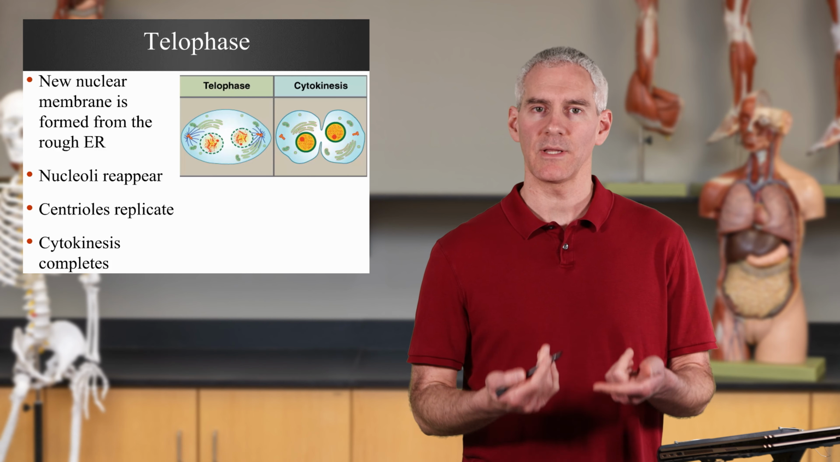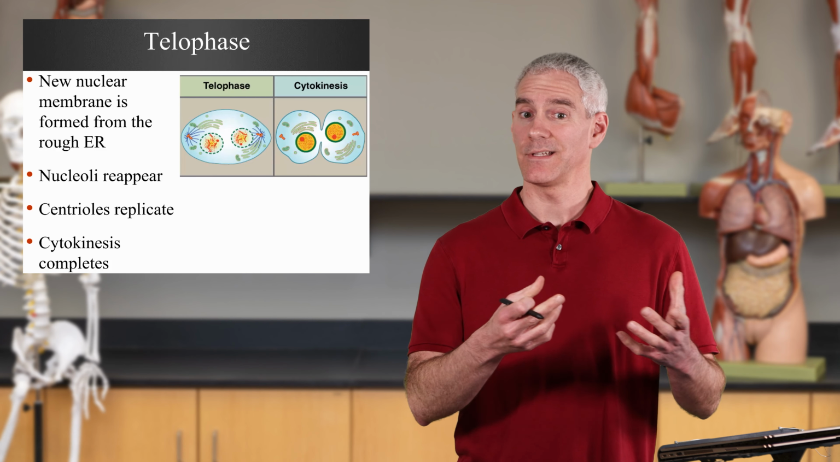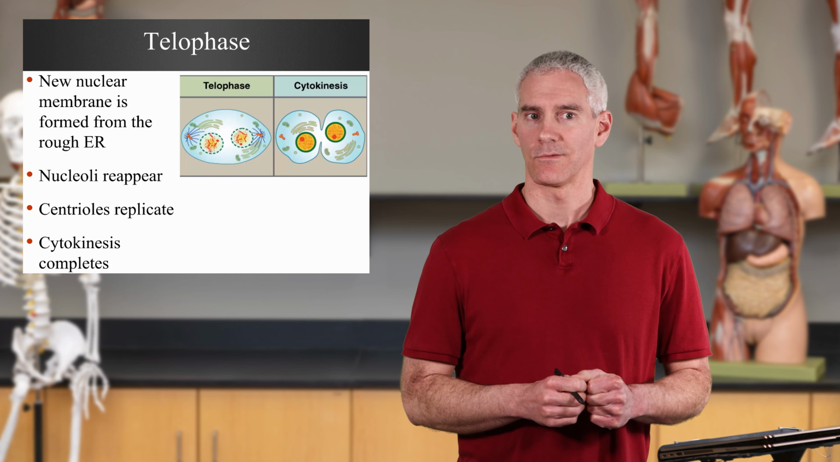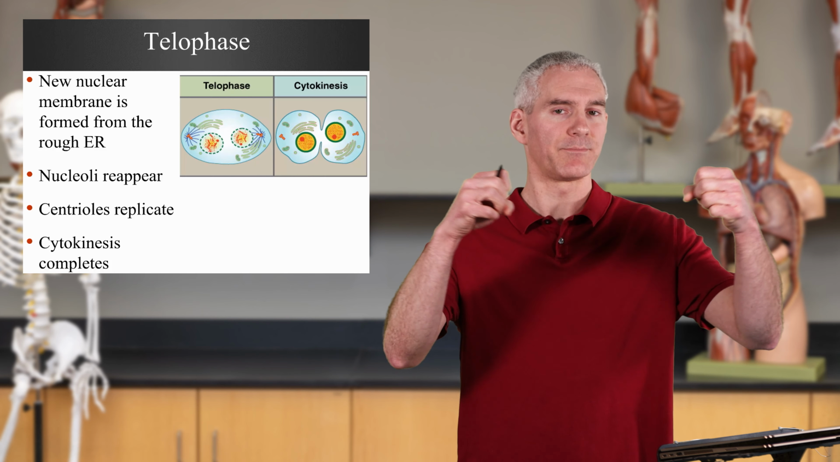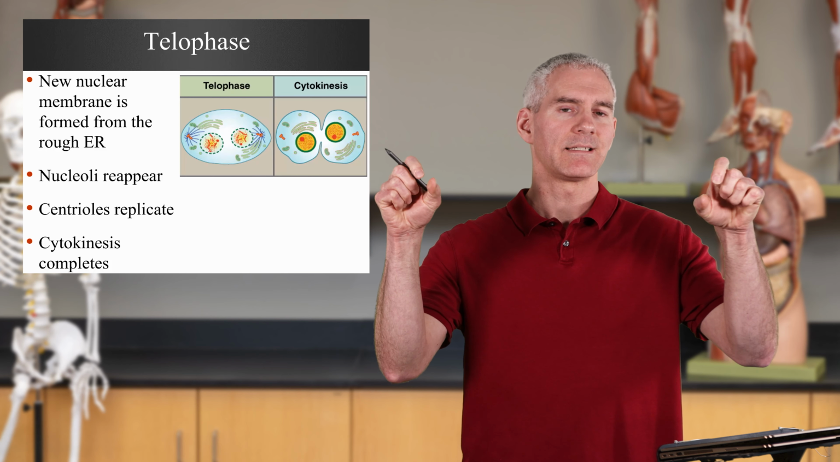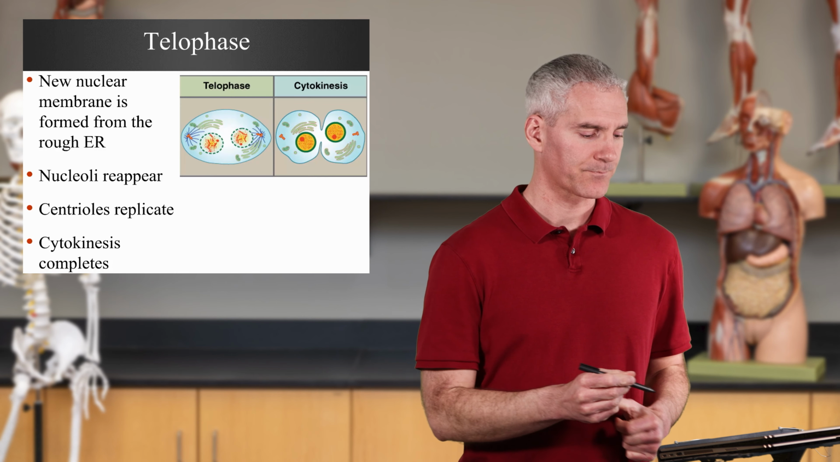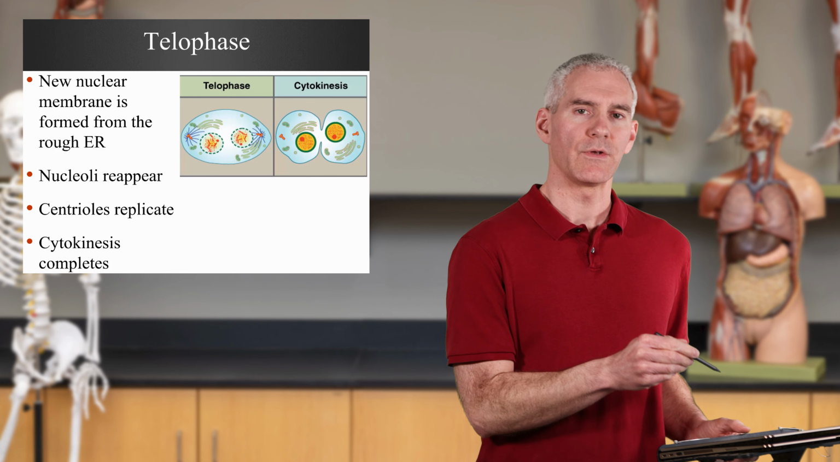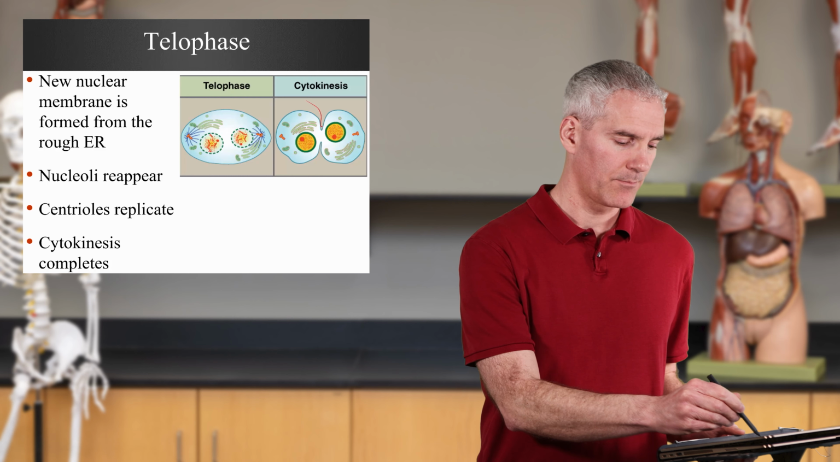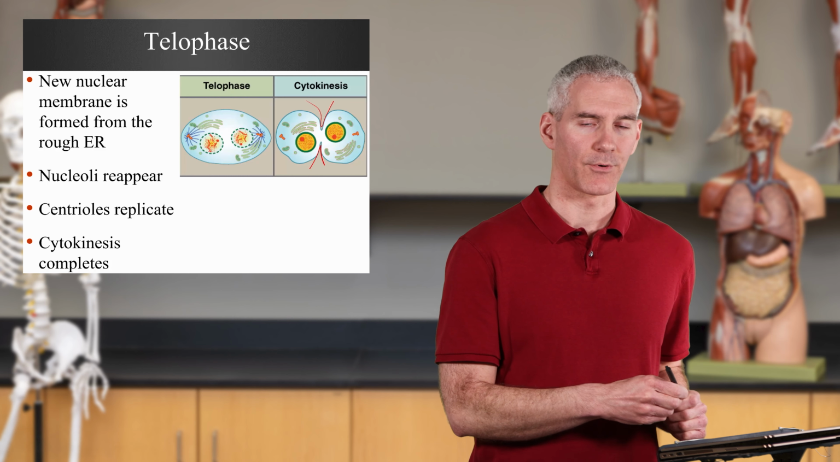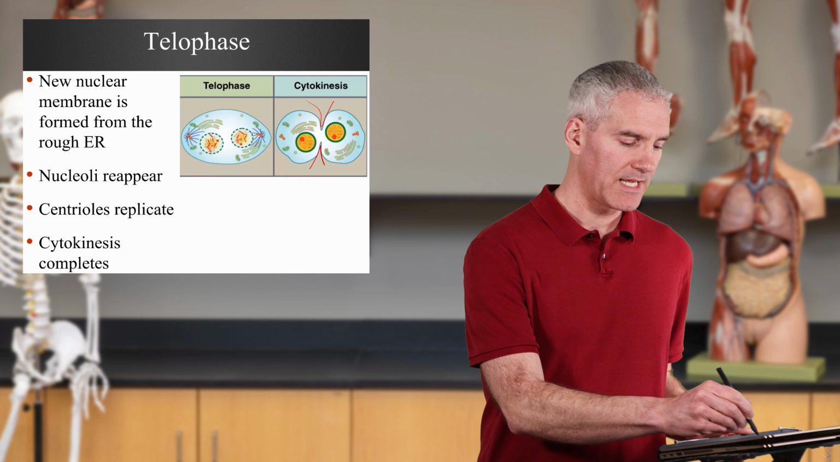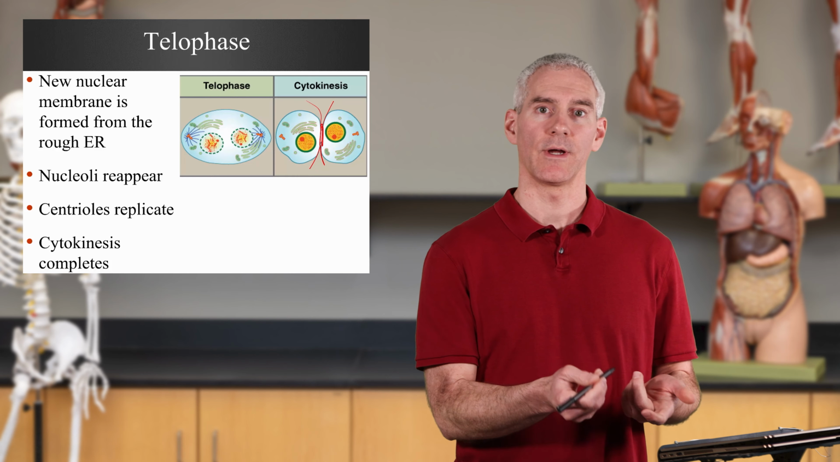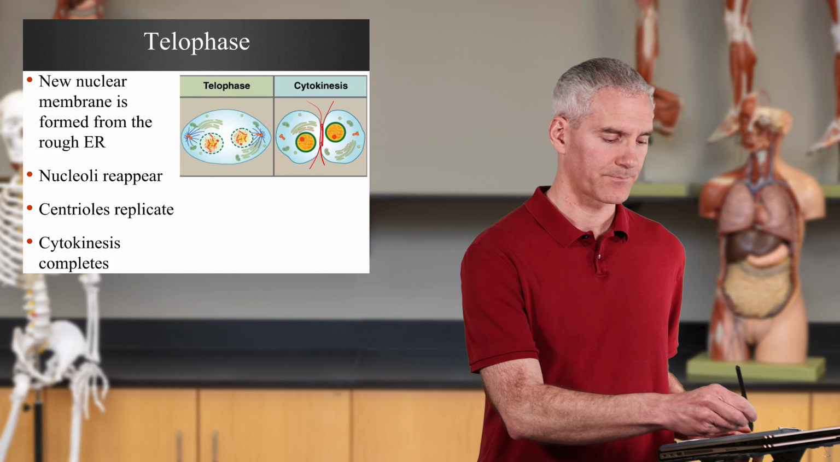Centrioles are replicating this time. Each cell needs two centrioles. Well, the cell had two, they split apart. The ones on the ends now are replicating to have two new ones. That way, once you go through cytokinesis, which is the pinching of the cell membrane here, that pinching will continue until it goes all the way through, creating two completely new cells.